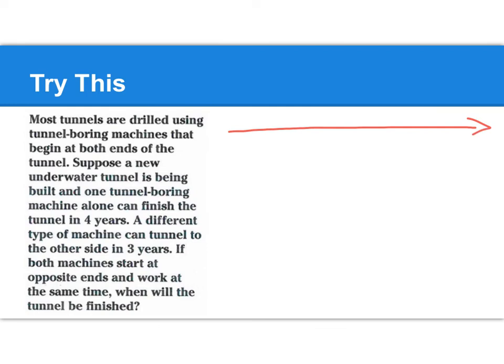But we're not interested in that, so we're going to get rid of that arrow. We're interested in the idea that one of these borers is coming from one side, the other tunnel boring machine comes from the other side, and they're going to meet in the middle. So one can do it in 4 years all by itself. The other one can do it in 3 if they're starting at opposite ends, and they work at the same time. When will the tunnel be finished? Please answer in years.